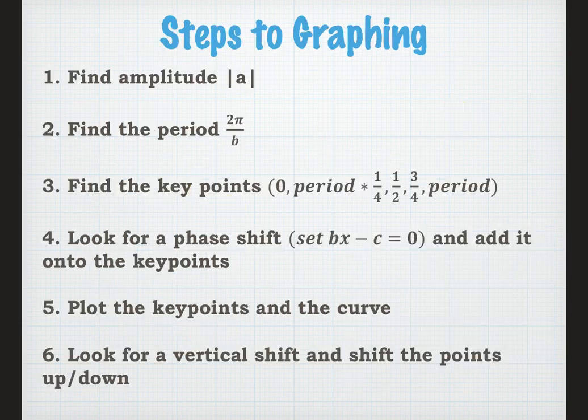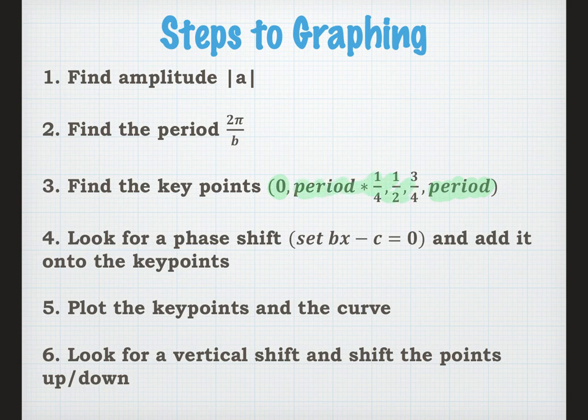Here are our steps. We're going to do these exact same steps every single time. We're going to start with the amplitude. So you find A, you take the absolute value of A, and that's your amplitude. You find the period, which is 2 pi over B. Then you're going to find there are 5 key points every time. The first one is at 0. The last one is the period. And then the middle 3 come from multiplying the period times a fourth, a half, and 3/4. So that gets you 5 total points.